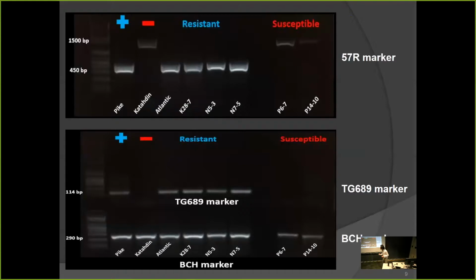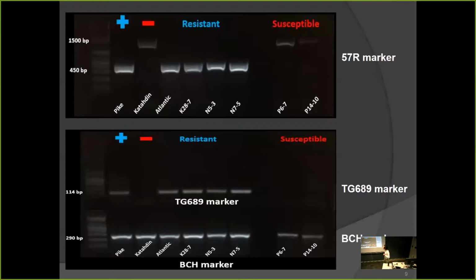this way. When I tested the TG689 marker, from the resistant clones I could see a 114 base pair PCR product, and I could not see any PCR product from the susceptible clones. Because of that, I also used the BCH marker as a PCR control to check the PCR quality.